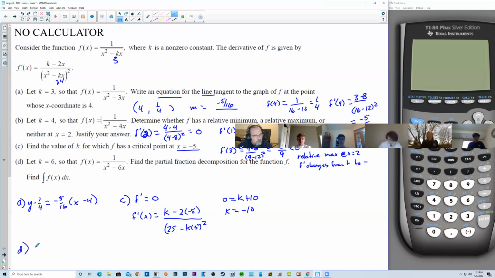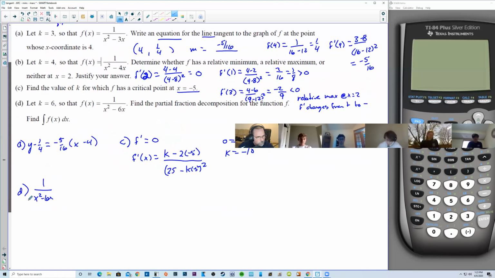Letter D. Let k equal 6 so that f of x is equal to 1 over x squared minus 6x. So they put a 6 in for k. Find the partial fraction decomposition for the function f. All right. And then find the integral. Let's factor out an x. That's 1 over x times x minus 6 is equal to a over x plus b over x minus 6. So we're doing the partial fraction decomposition for this.